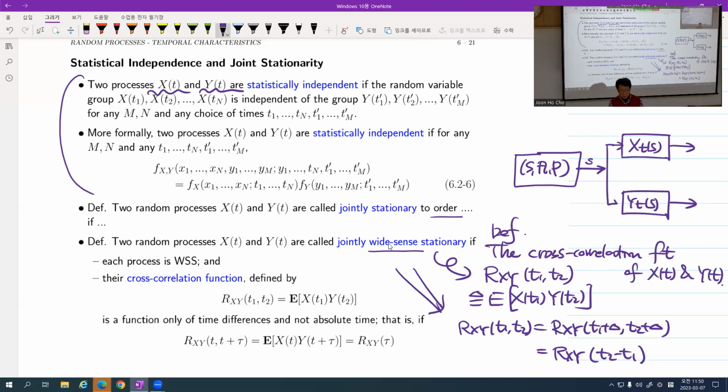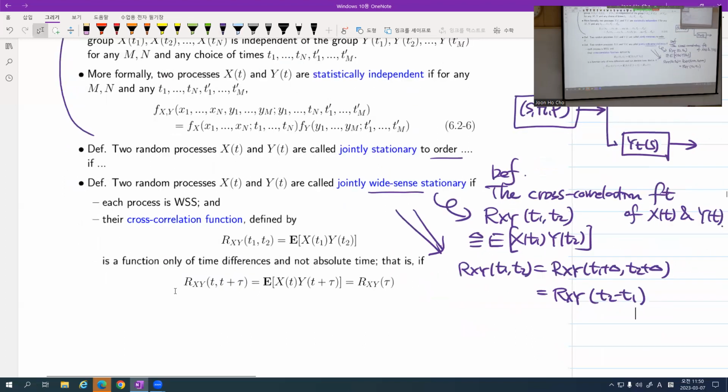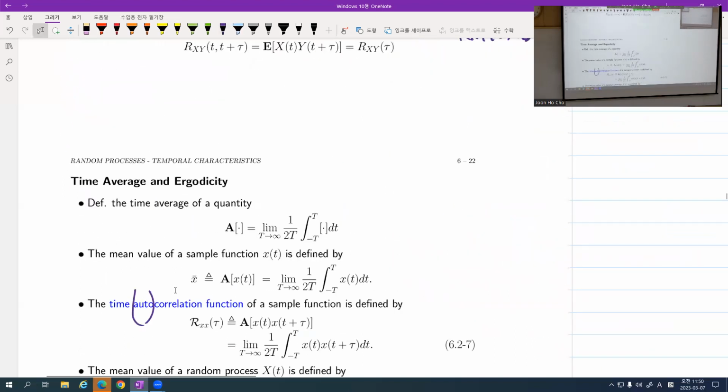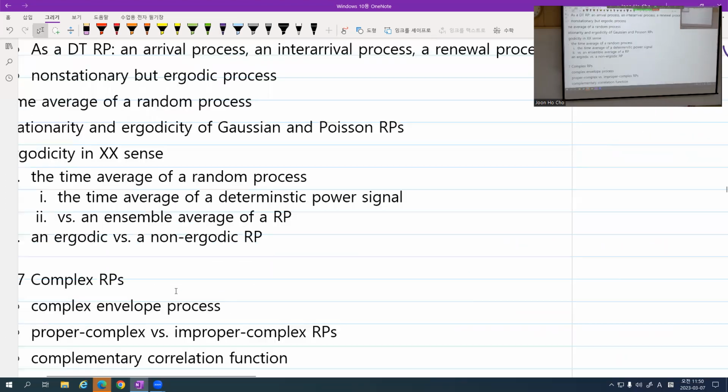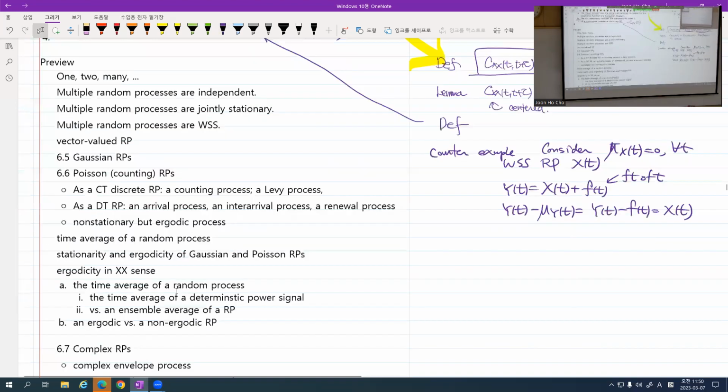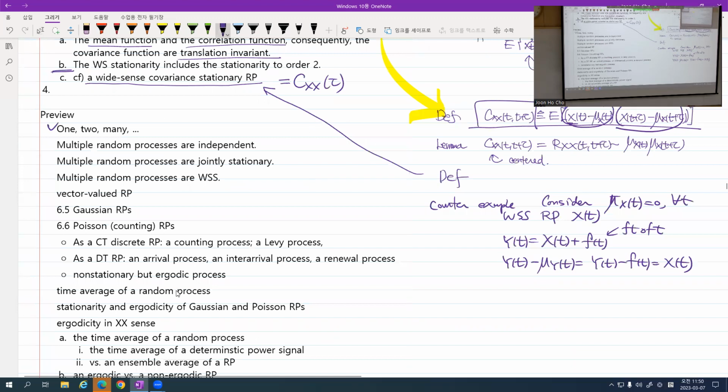That is defined as: first, X is wide-sense stationary, meaning the mean is constant and the autocorrelation is a function of time difference. Mean is constant, the autocorrelation is a function of time difference, and the cross-correlation function is also a function of time difference. Got it? So we are done. I believe we are done. Am I? Not yet. Okay. So I've covered this one, that one, that one. This is missing.